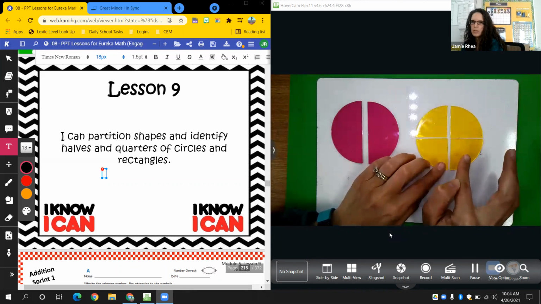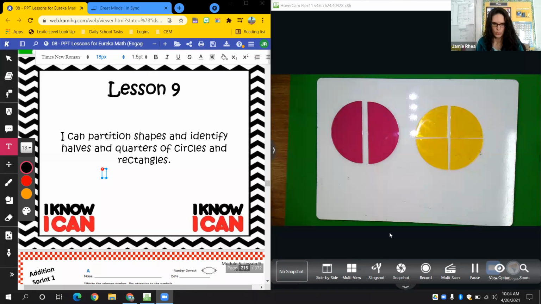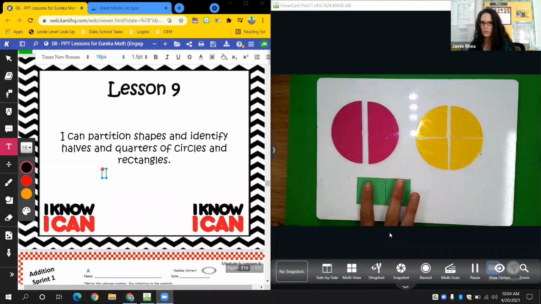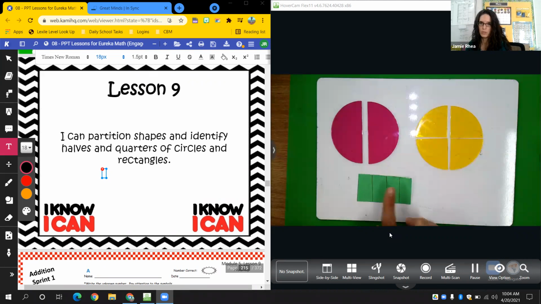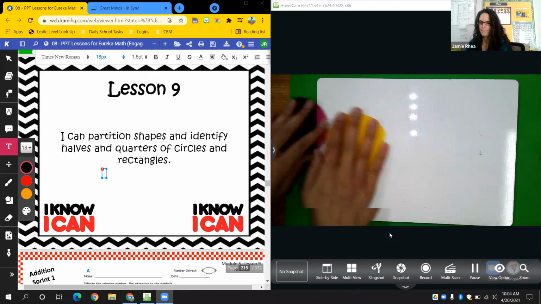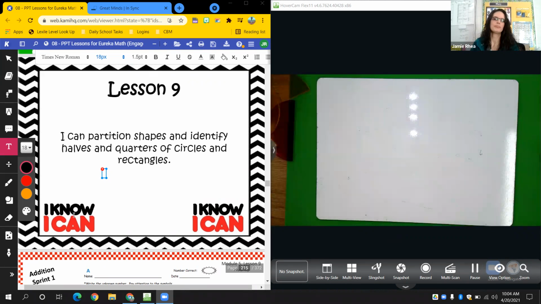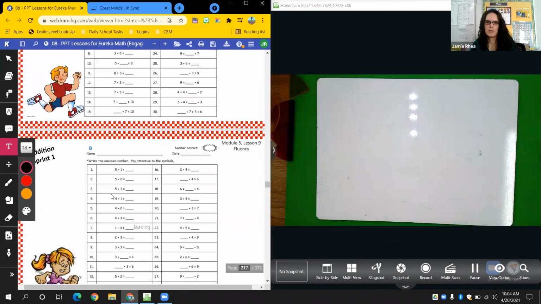So we also didn't just look at circles, we looked at how rectangles could be divided into halves. I'm going to cover up my 2 here. Here's half and fourths. Now, this isn't the only way you could do that. All right, so we're going to skip through our fluency today.